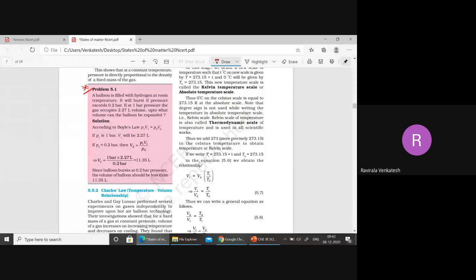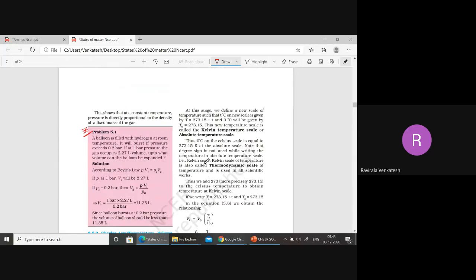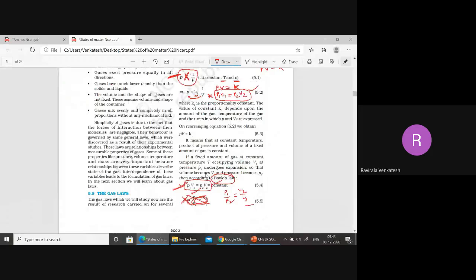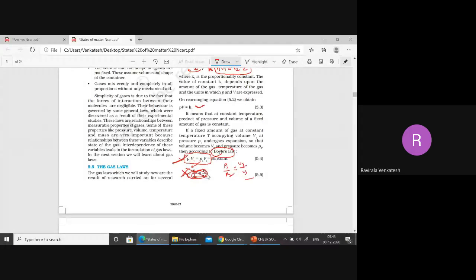So in your notebook, what should be there now? Boyle's law statement. Boyle's law statement we should have now in your textbook. You have to write the Boyle's law statement. Then the relationship. After that, PV is equal to K. After that, the formula P1 V1 is equal to P2 V2. Then based upon this, we can write this formula.